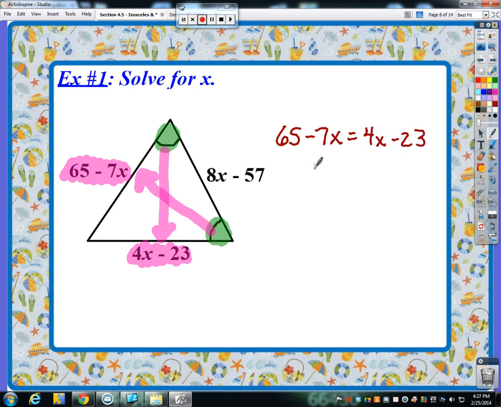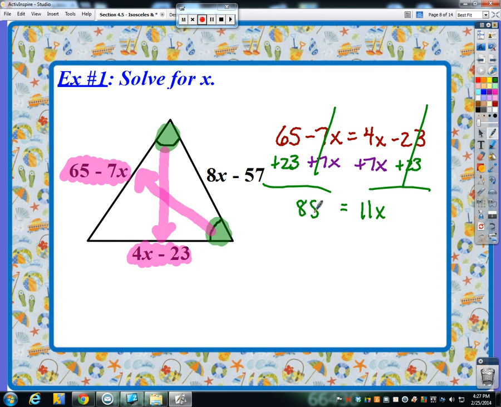So first thing I'm going to do here, I will add the 7x over. And at the same time, I'm going to add the 23 over to the opposite side. So that I've got 11x equals 88. Which after I divide my 11 over, I get that x is 8.